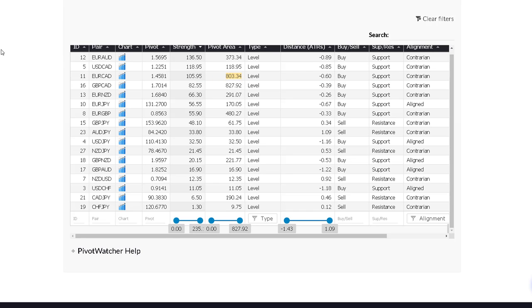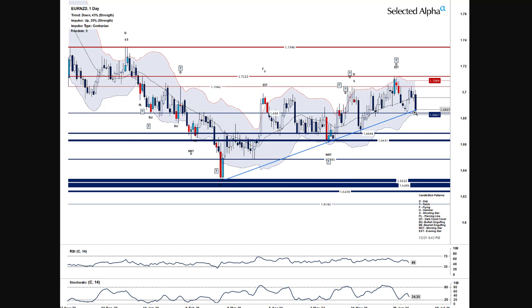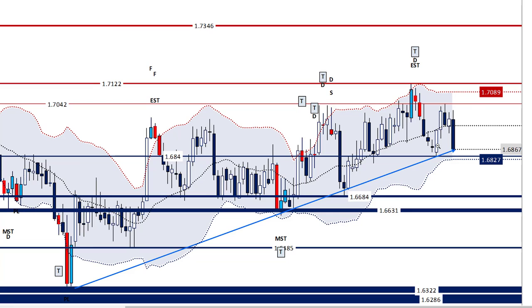You will see the distance, calculated in the multiples of the daily average true range. As you can see, Euro-New Zealand currency pair has the support pivot 1.684, standing at only 0.26 average true ranges below last closing price. Minus sign of the distances shows the support levels. If we open the chart, we indeed see the level standing close to the last closing price.